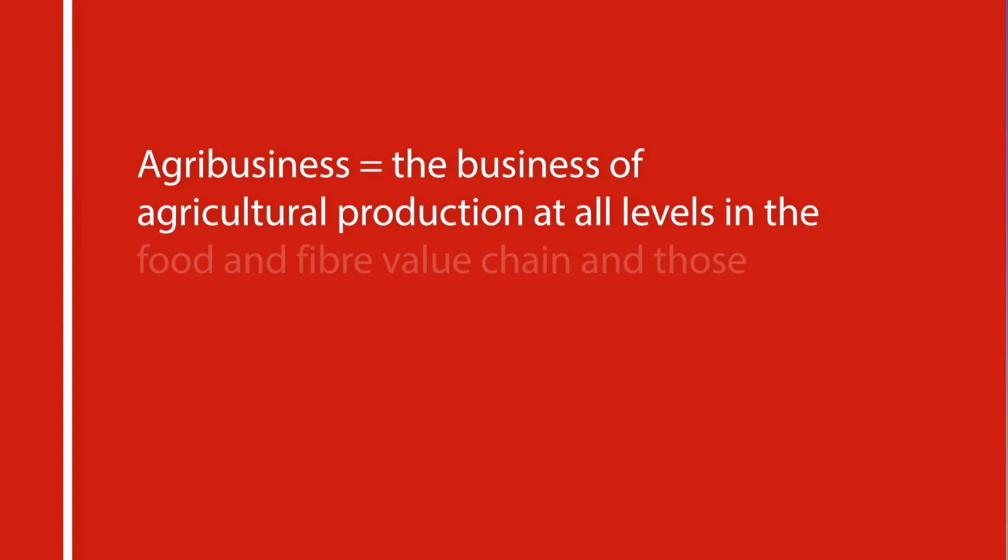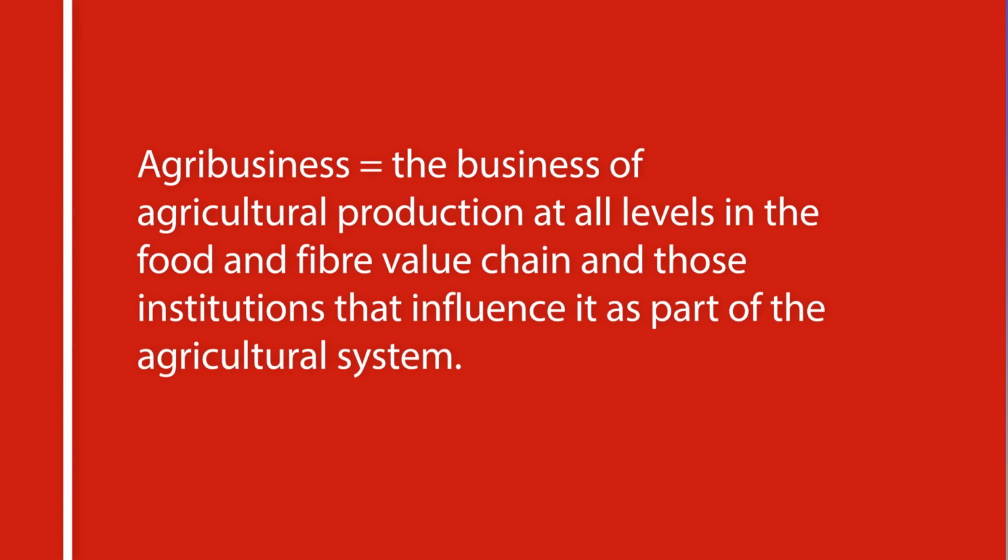For example, poppies, pyrethrum. Later in that Gunderson chapter, they do discuss the importance of fibre production and pharmaceuticals as part of the agribusiness spectrum. So I think a pretty good definition of agribusiness is something along the lines of the business of agricultural production at all levels in the food and fibre value chain and those institutions that influence it as part of the agricultural system.